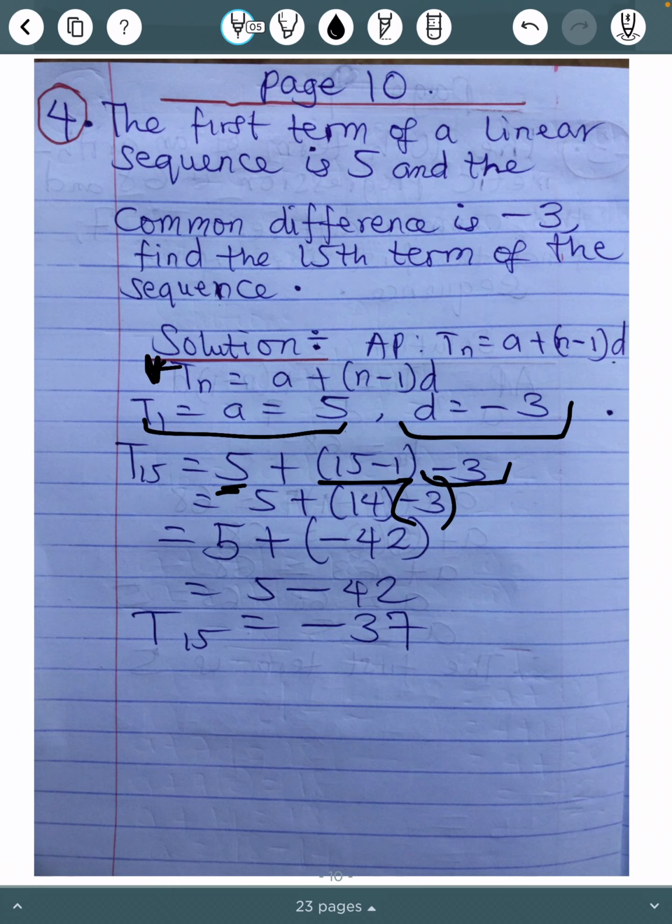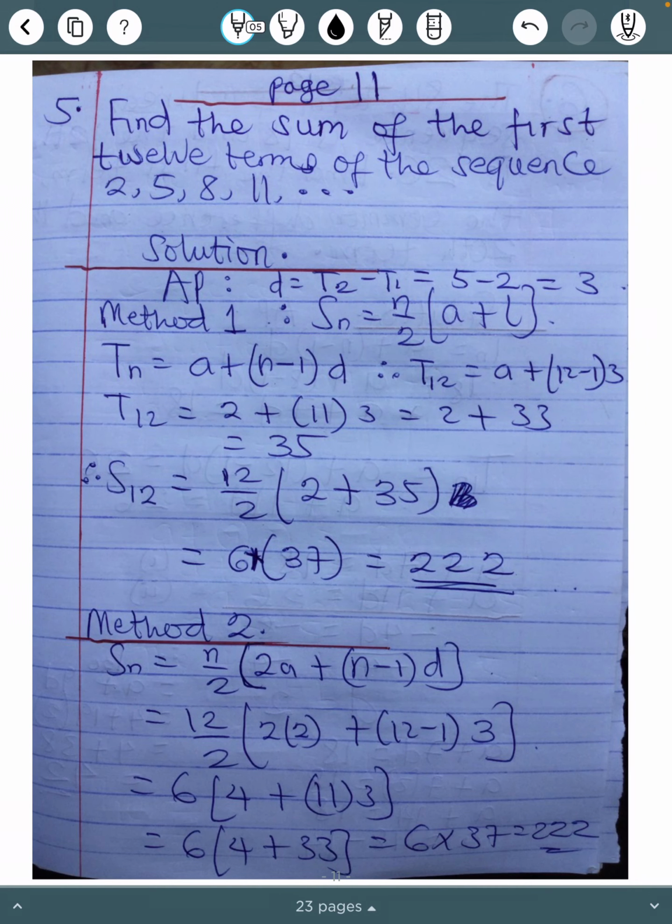I will first do 14 times -3 first. Get -42 and do 5 plus -42. Plus times minus is minus. That gives me -37.